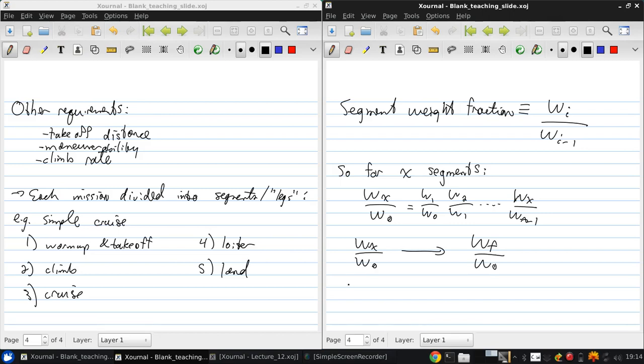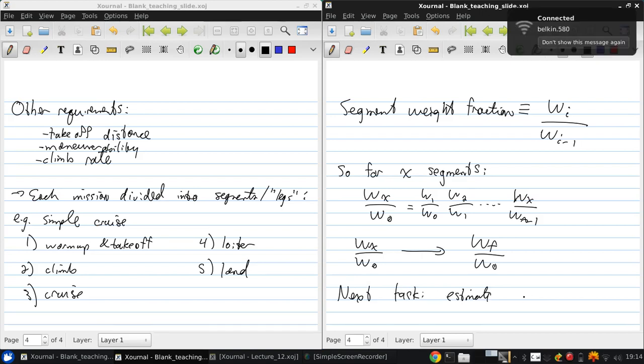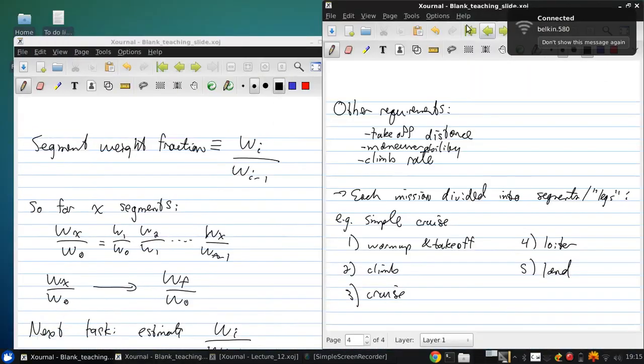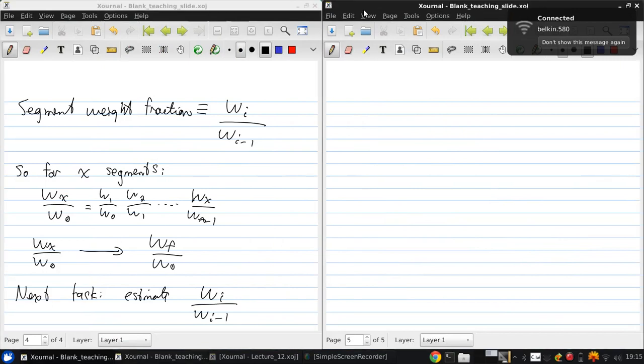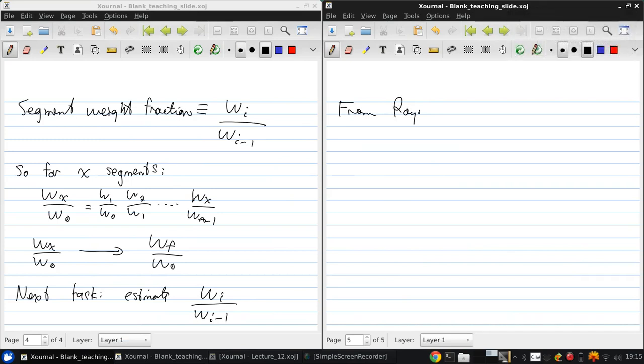So the next task is to estimate the WI over WI minus 1s. Now, these come again from empirical data from Raymer. This is from table 3.2. So we have some estimated values.